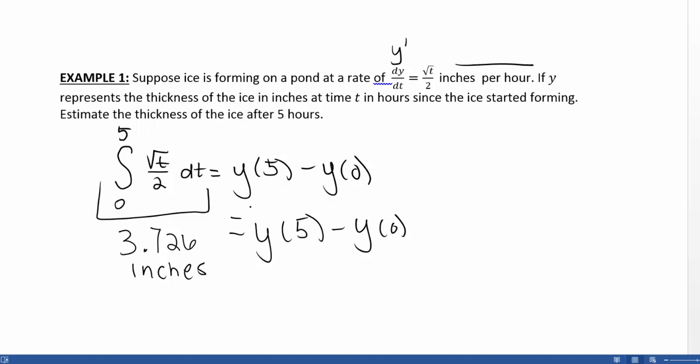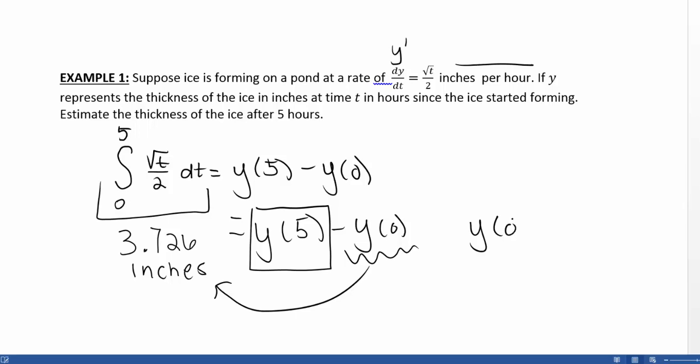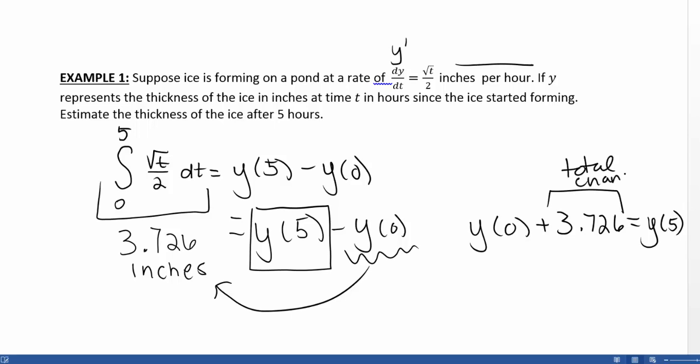What this question is actually asking for is the thickness at time 5. So I want to take this thickness at time 0 and I want to add it over. So that means I have y of 0 plus 3.726 equals y of 5. So that means that if I had some sort of initial data about the thickness of the ice, that I would add it to the total change, right? Because again, this is how much my function changed, my thickness function.